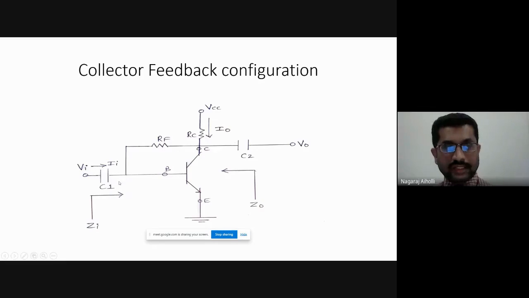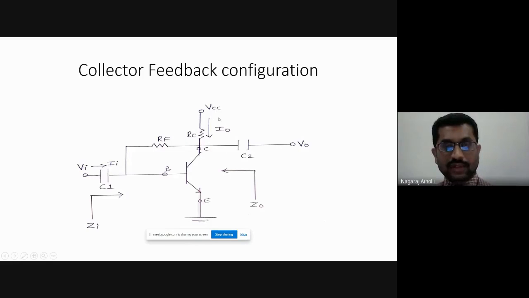For AC analysis, the capacitors will become short circuit. For DC analysis, the capacitors will become open circuit. Remember that. For DC analysis, capacitors act like open circuit. For AC analysis, capacitors act like short circuit. And as it is a DC voltage VCC, we are making it 0. We are turning it off because here we are performing AC analysis.